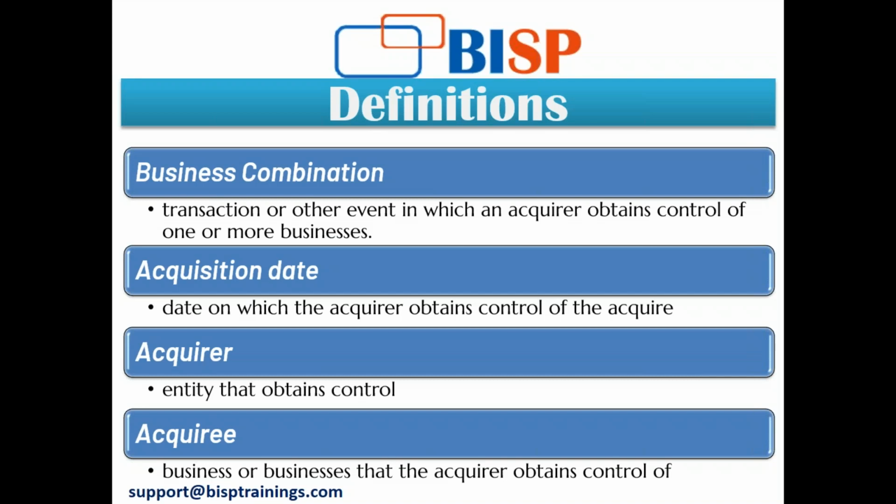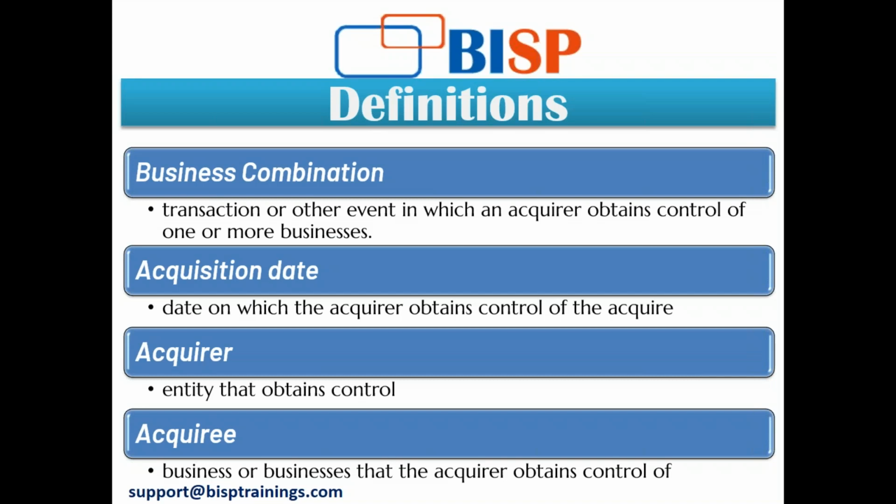Then second is the acquisition date. Acquisition date is of utmost importance in this IFRS 3. The reason is that any accounting is going to happen on or after the acquisition date. So we'll have to differentiate between pre-acquisition and post-acquisition. Hence, you have to get clarity on what the acquisition date actually is: at what point of time in the year the acquirer obtained control over the acquiree.